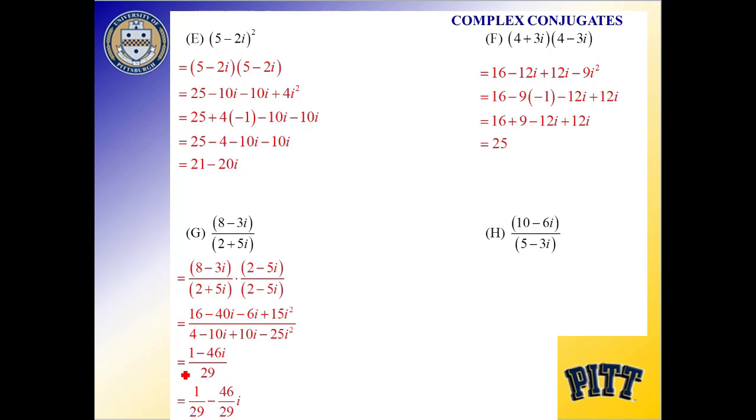Now again, that's not written in standard form. Remember, I had to have a real number plus a real number times i, even if that number ends up being negative and becomes a subtraction rather than an addition. So what I do is I more or less distribute that division by 29. The a value becomes 1 over 29. The b value becomes negative 46 over 29. So the overall answer I'm looking for here is 1/29 minus 46/29 i.